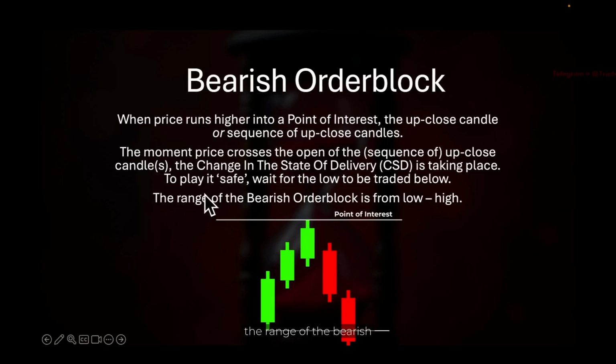The range of the bearish order block is from range low to range high, meaning from the lowest price level to the highest price level of that one up close candle or sequence of up close candles which repriced into your point of interest. When we pay attention to this example, what you can see is that there are 3 up close candles which repriced into the point of interest.